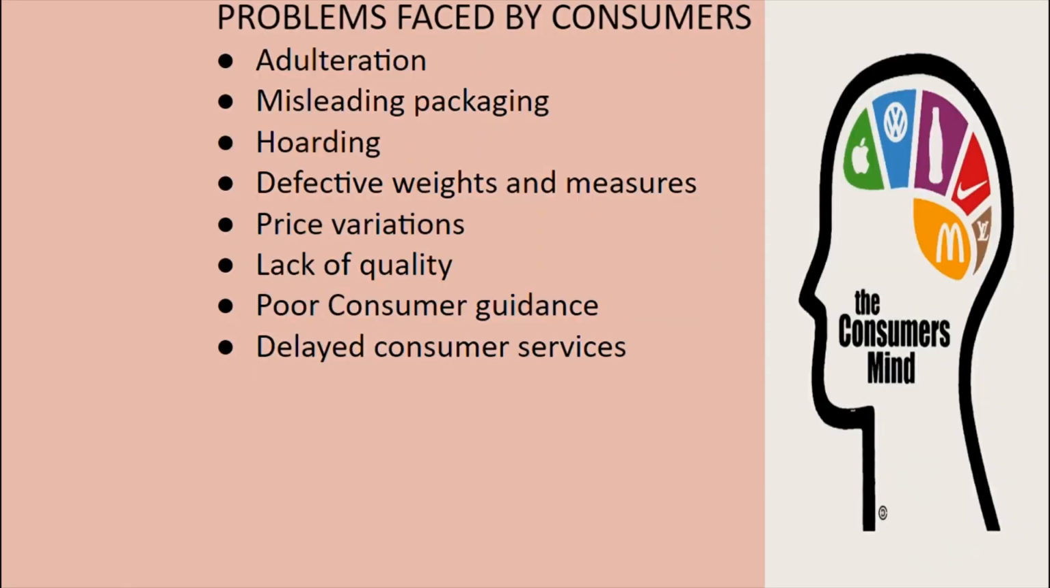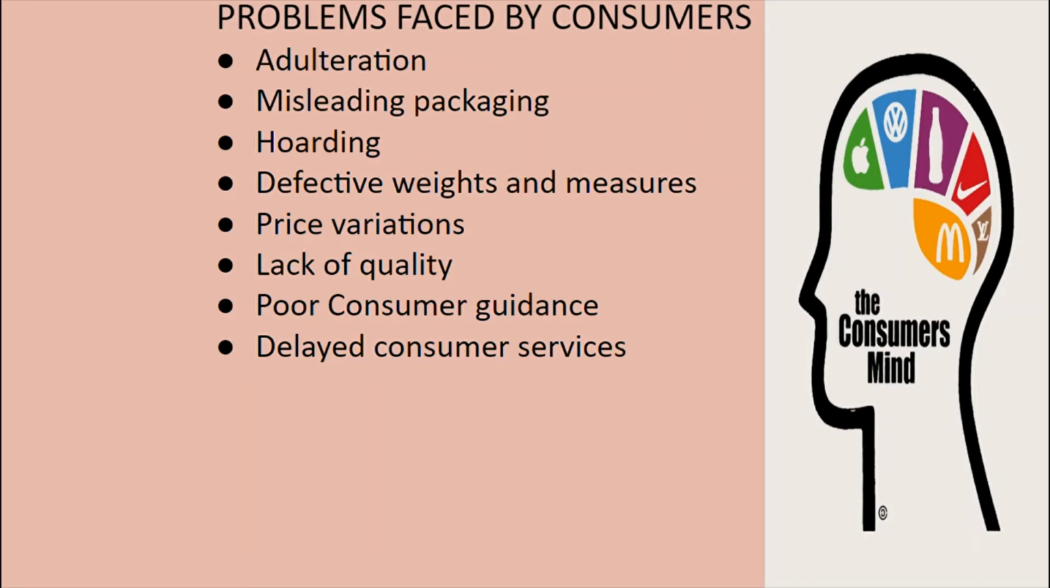There are various problems which are faced by consumers in day-to-day life, like adulteration in food. This is done to earn profit. Shopkeepers add stones, marble chips, brick powder in cereals and spices. Misleading packaging is there. Manufacturers pack substandard products in packaging similar in size, shape, color, etc. and mislead the consumers. Hoarding. Shopkeepers create artificial shortage in the market. Defective weights and measures. Use of hollow bottom iron weights. Use of irregular weights. Missing pointers in the balance.